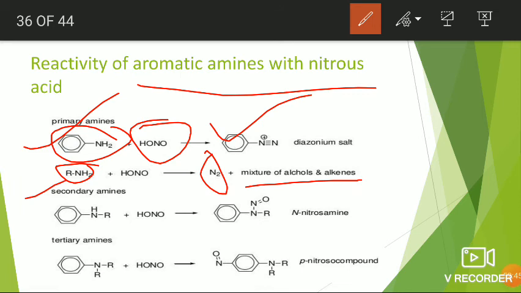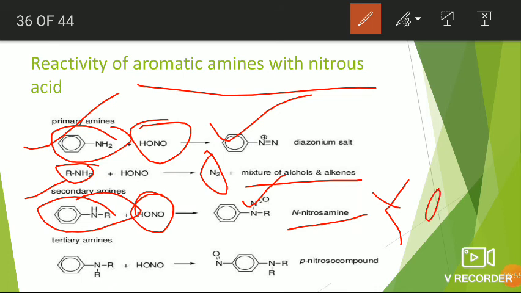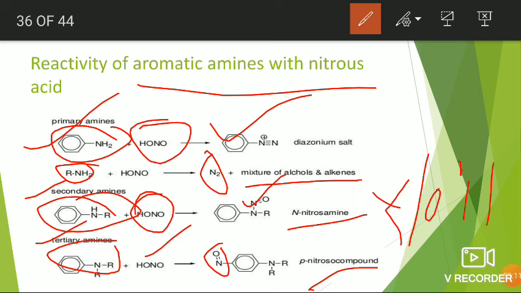In the case of secondary amines, the aromatic secondary amine undergoes reaction with nitrous acid to form an N-nitroso compound. It is a yellow colored oily compound. The aromatic tertiary amine undergoes reaction with nitrous acid to form a para-nitroso compound. That is, the nitroso group is attached to the para position, so it is a para-nitroso compound. Okay, this is all about the reaction of aromatic amines with nitrous acid.